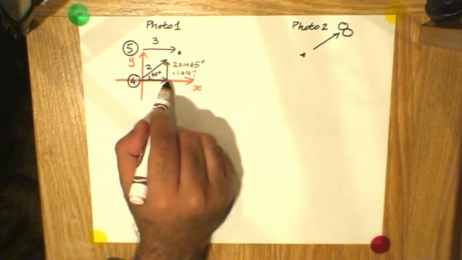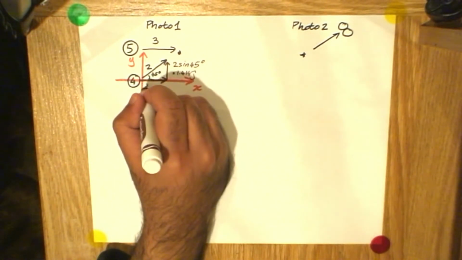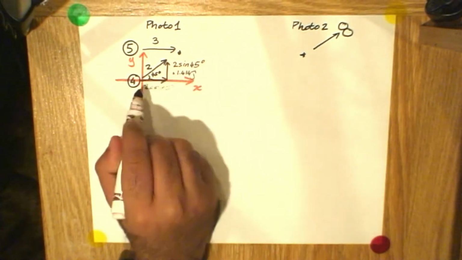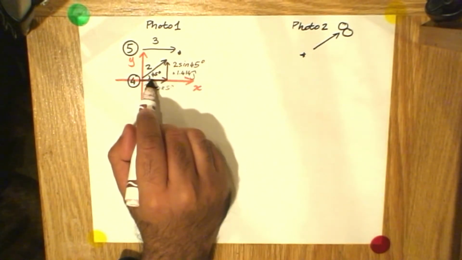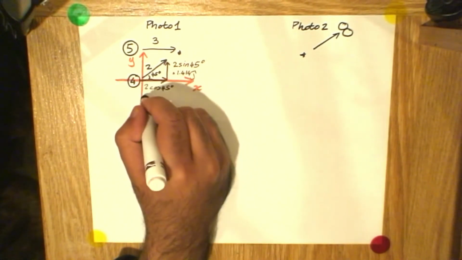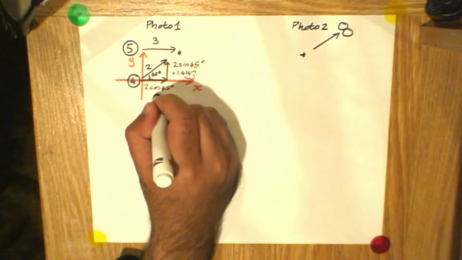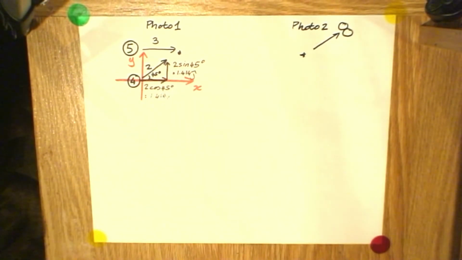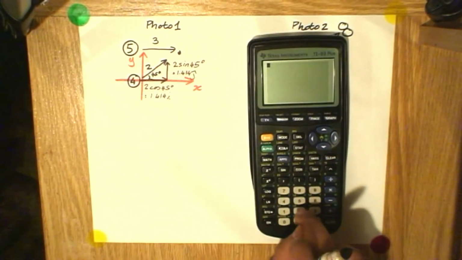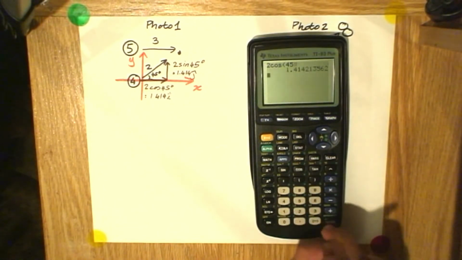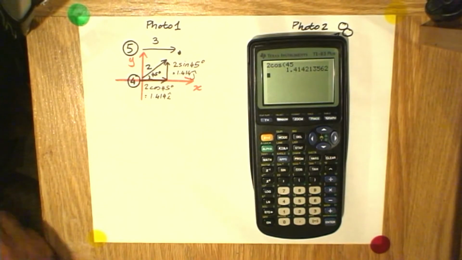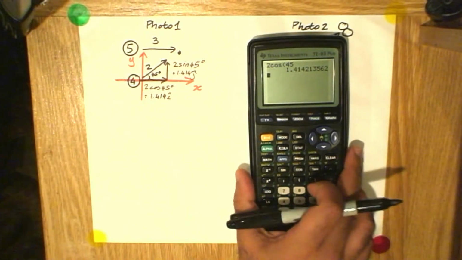What about the horizontal component? That would be 2 cos 45 degrees, because this component is adjacent to the 45 degree angle. That's 1.414 i hat, because when we work it out, we're going to find that 2 cos 45 degrees gives us actually 1.414, the same thing. Sine and cosine are the same for 45 degrees. Sine 45 is the same as cosine 45.